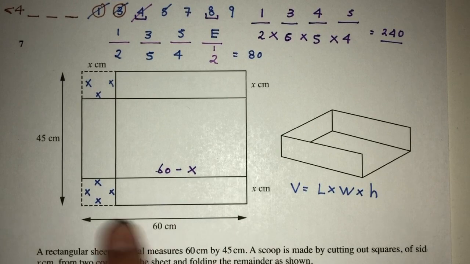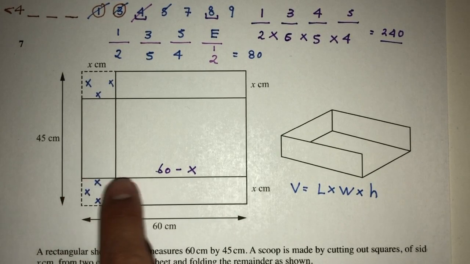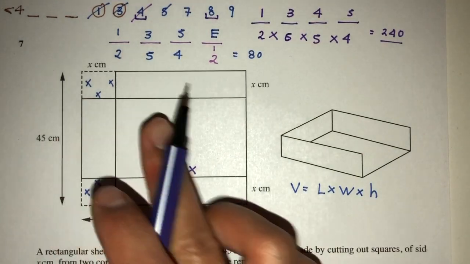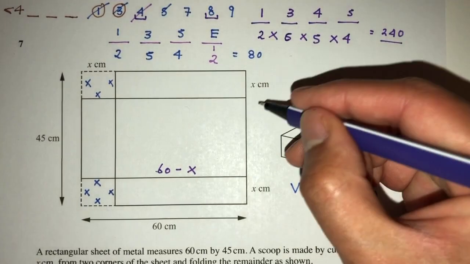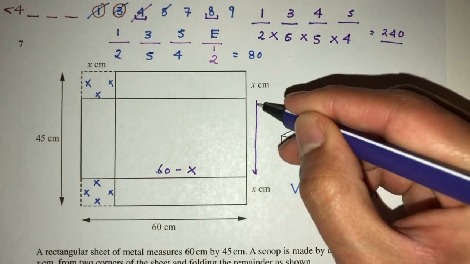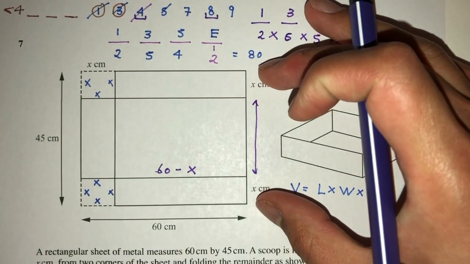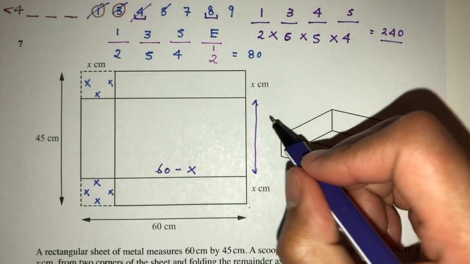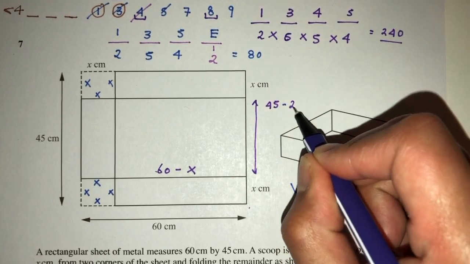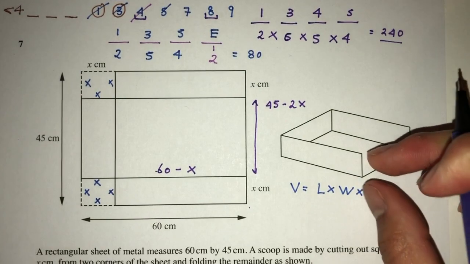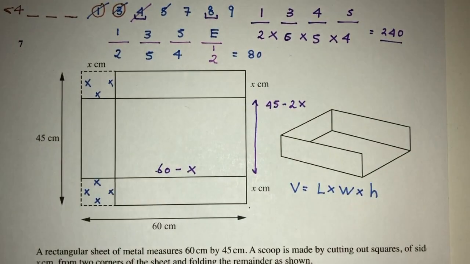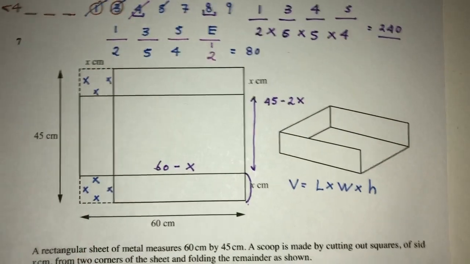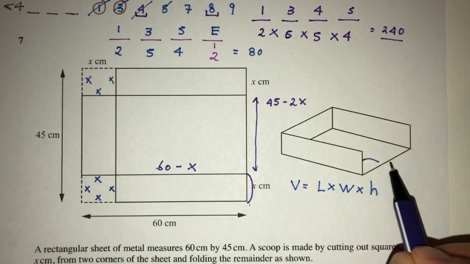60 is the big one. You have to minus this one here to find this space, because you have to fold this to make it look like this shape. So this will go up. This will be the length. Now what is this length? This is 45, and you have to minus 2x, so it will be 45 minus 2x. And what is the height of this scoop? When you lift this up and close the box, this will become the height. If you use your imagination, this will become the height. So the height will be x.